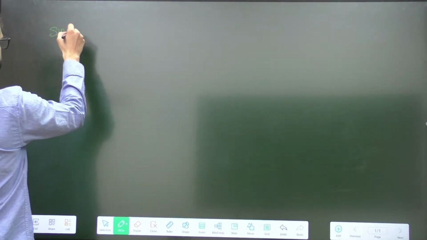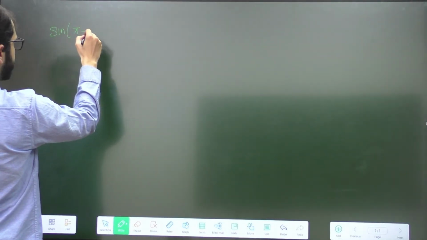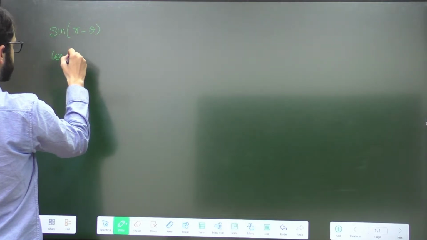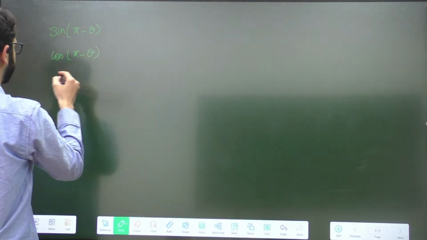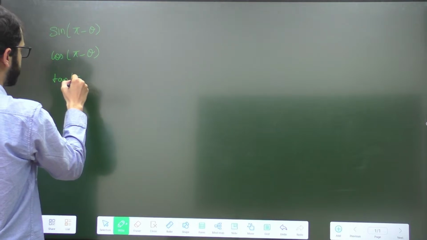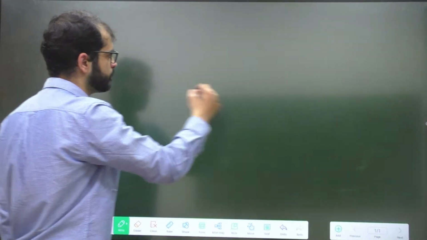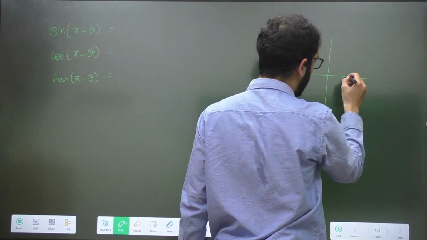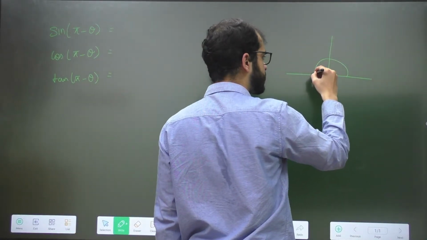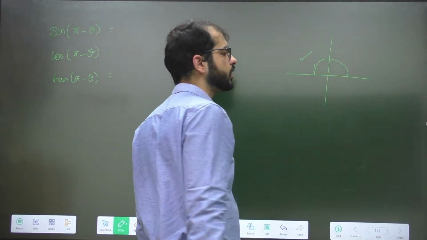Let's quickly summarize what we studied. Earlier we studied the formula sin(pi minus theta), cos(pi minus theta), tan(pi minus theta). If we are talking about pi minus theta, where does that take me? Pi brings me to the negative x-axis. If I subtract an acute angle, I enter into the second quadrant.